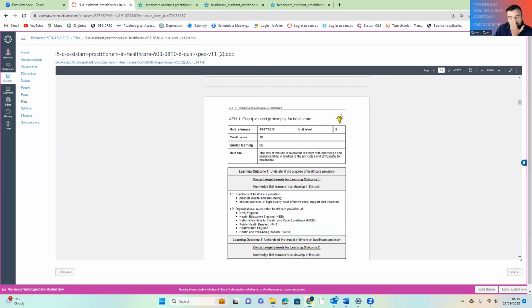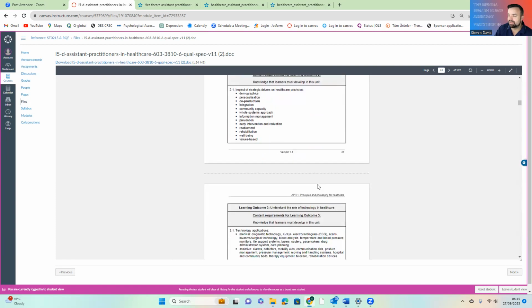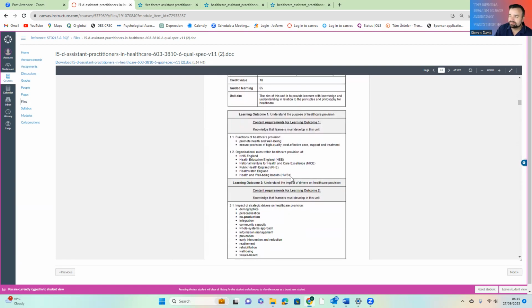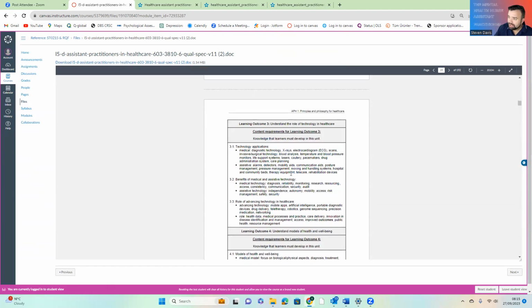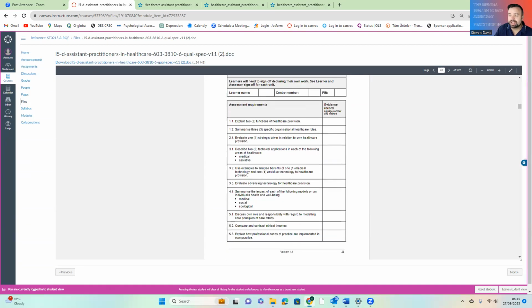The first unit that you cover here is we've got to cover understanding the purpose of healthcare provision, understanding the impact of strategic drivers, and here it gives you a breakdown. So 1.1, functions of healthcare provision. So I'm going to say to you, what are the functions of healthcare provision? And hopefully you're going to come back and say something smart like, well, Steve, it's designed to promote the health and well-being of individuals. And ultimately, we have to provide high-quality, cost-effective care because that's what we need to be doing to make sure we're safe, effective, etc. Now, you can see the answers are there. It gives you the answers. And ultimately, that's what we need to cover.